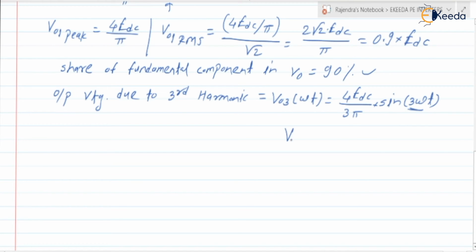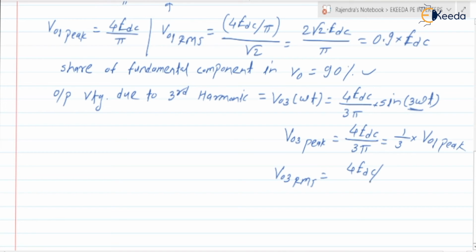So what is the peak? The V03 peak value is equal to 4 EDC by 3π. This is 1 by 3 into V01 peak. Next, we can write V03 RMS, which is V03 peak divided by root 2, that is 4 EDC by 3π divided by root 2. Again it is equal to 1 by 3 into V01 RMS. Are you getting the point? So V03 RMS is 1 by 3 into V01 RMS.